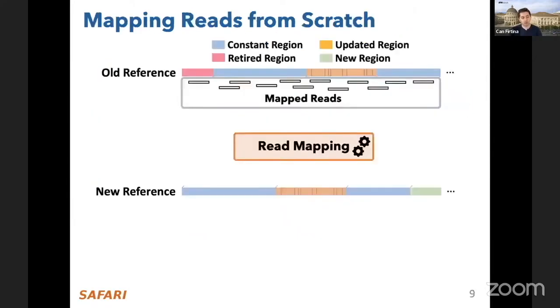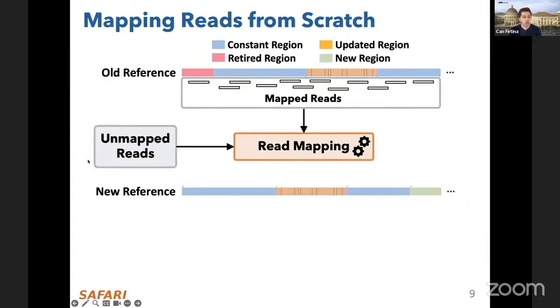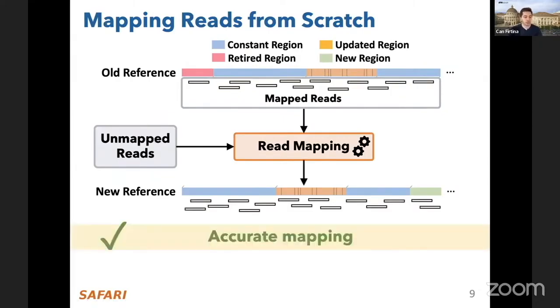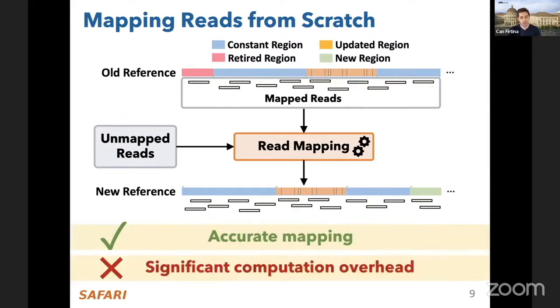So I'll go over the first solution now. You can assume that there may be some mapped reads to the old reference genome. What we do is collect all these reads, as well as all other reads that were previously unmapped to the old reference genome, and then use read mapping tools such as BWA or Minimap2 to map them again to a new reference genome. This is essentially a very accurate mapping, because we're mapping the entire set of reads from scratch to the new reference genome.